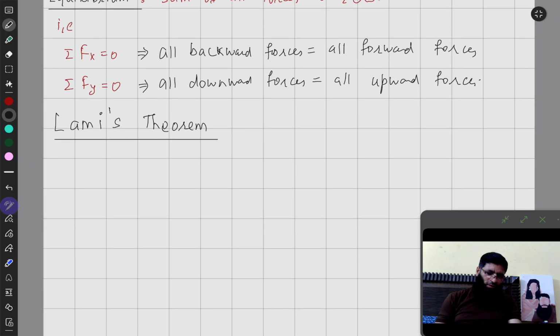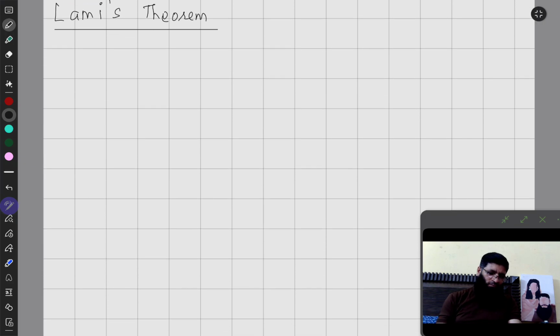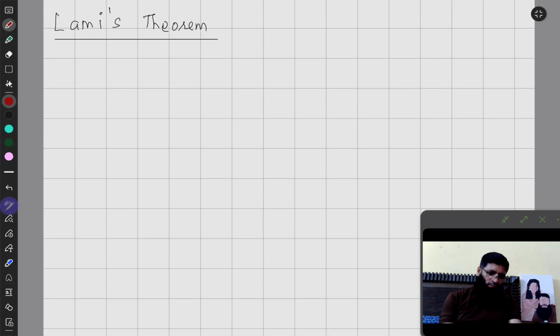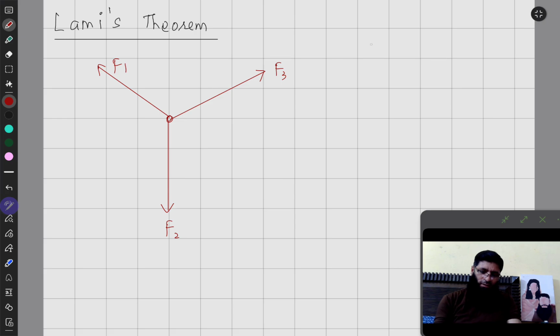Let's suppose you have three coplanar forces. For example, look at this one, and this one, and this one. You have three coplanar forces. Let's suppose this force is F1, this one is F2, and this one is F3. Now, we have a condition that these three forces are coplanar.